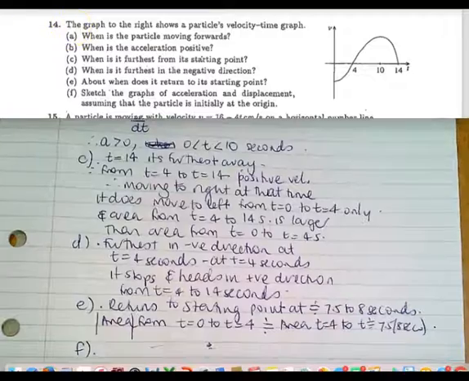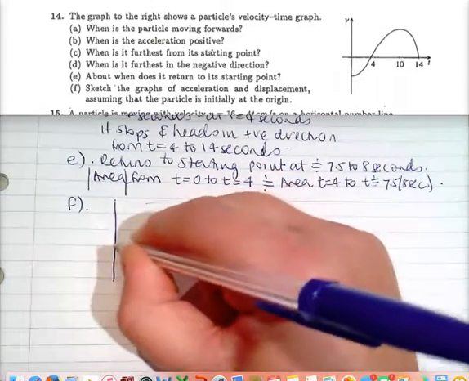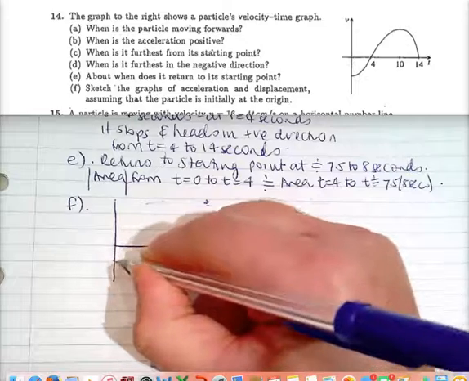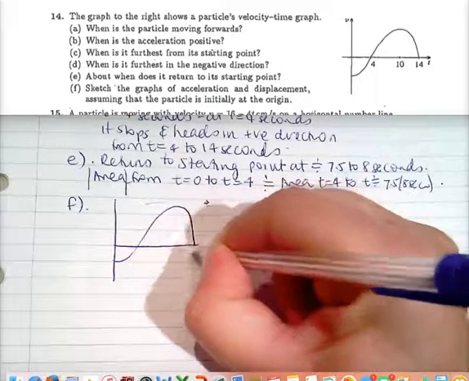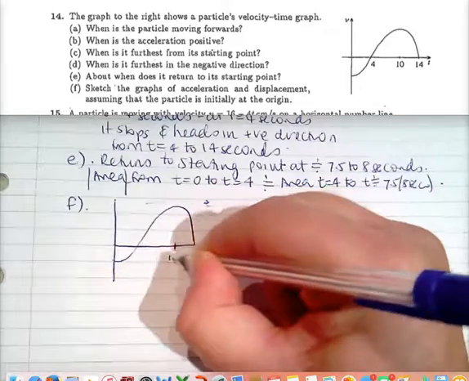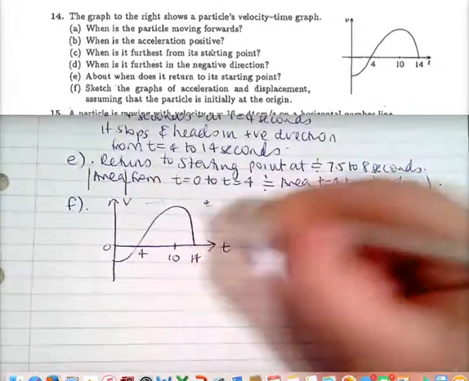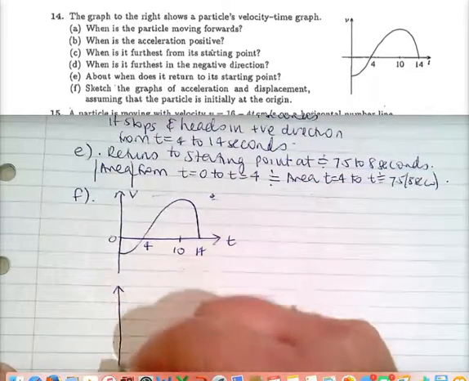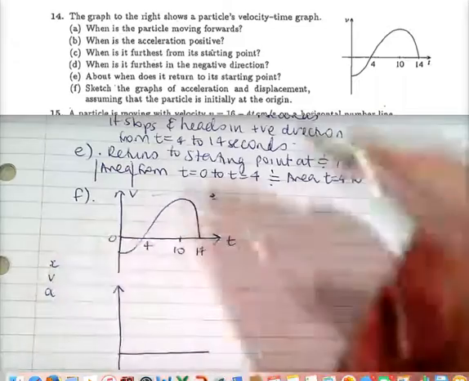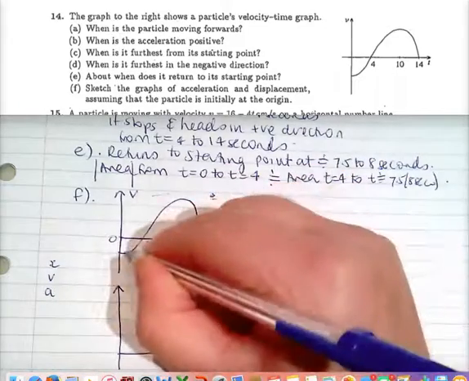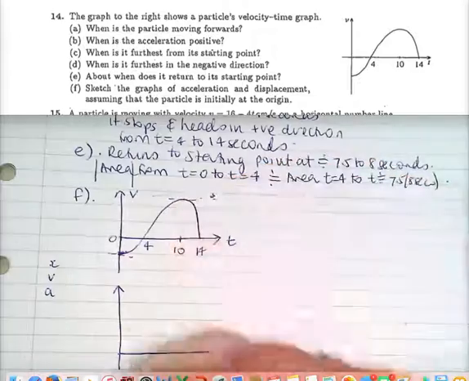and displacement. Okay, now for part F, I'm just going to draw the original curve, and that's the x curve, sort of looks like this. 14, that's 10, this is 4, that's obviously 0, this is velocity, and that's time. Now the acceleration curve, remember we've got x, v, and a. Acceleration is the derivative of this. Now it looks like we've got 0 gradient there and 0 gradient at 10.